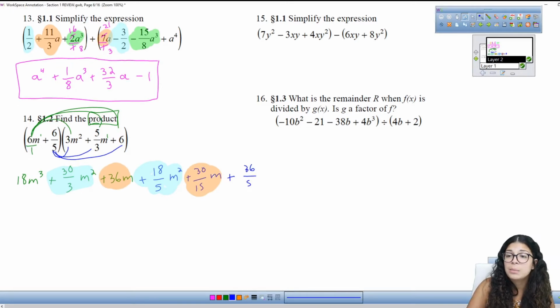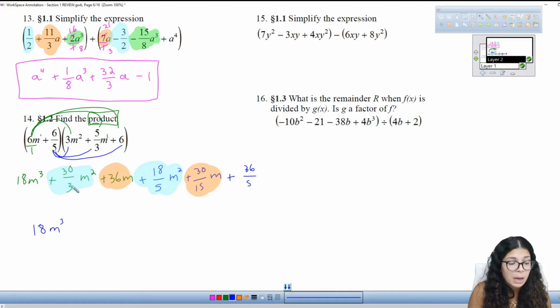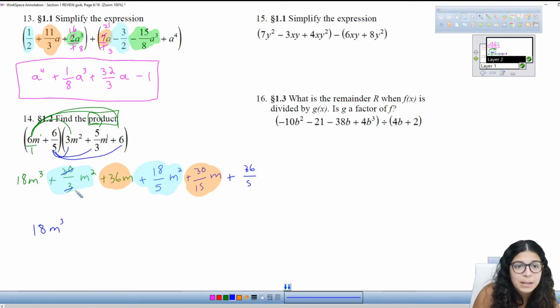Now, remember, adding and subtracting fractions, you do need a common denominator. So I'm going to bring down my 18m cubed. But now, when I go to combine my m squared, I have denominator 3 and 5. So I'm going to have to multiply both fractions so that the denominator is that least common multiple of the 3 and 5, which is 15. I'm going to multiply this by 5.